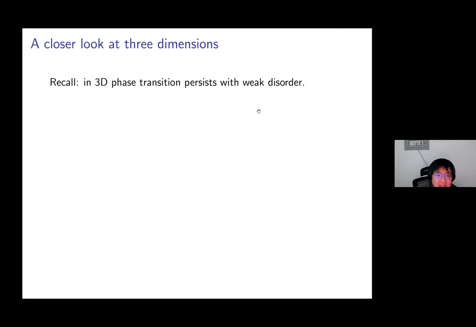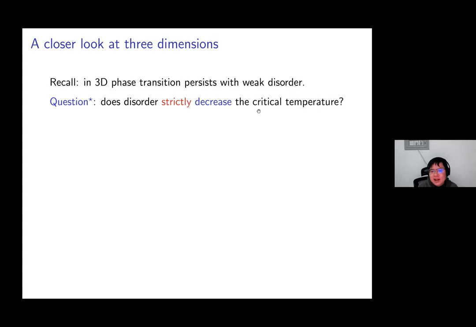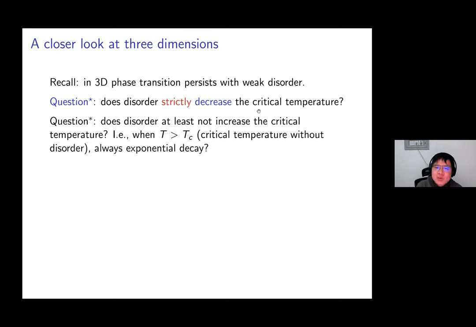Now let's take a closer look at three dimensions. So with weak disorder, there is a phase transition, right? Because there is long range order at low temperatures, but at high temperature there's exponential decay. A natural question is, we can look at the critical temperature in the presence of disorder, and I ask whether disorder strictly decreases the critical temperature. A more modest question is, at least does disorder not increase the critical temperature? Forget about strictly decreasing the temperature. At least it has to go in that direction, right? It can only go in one direction.